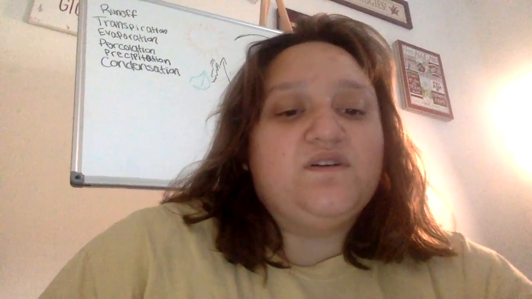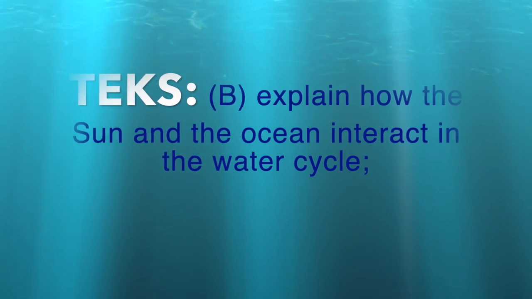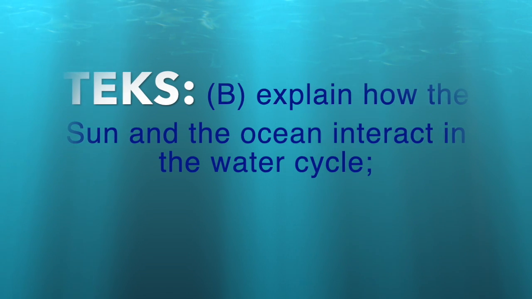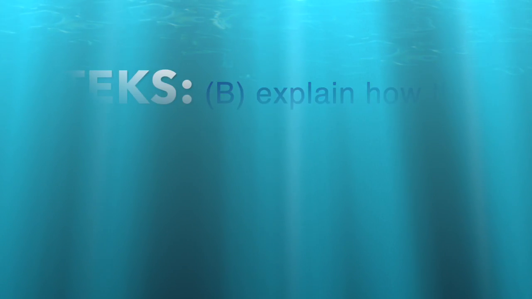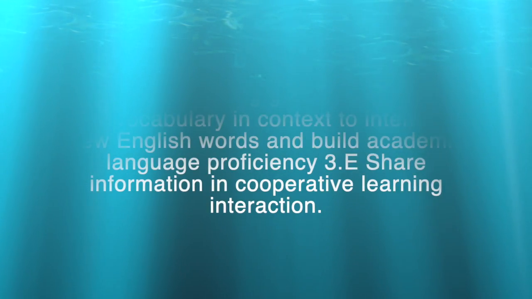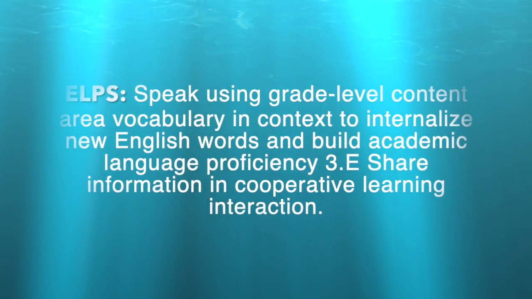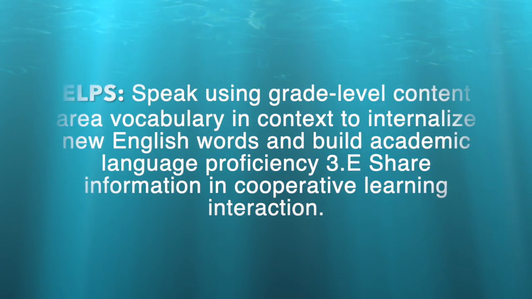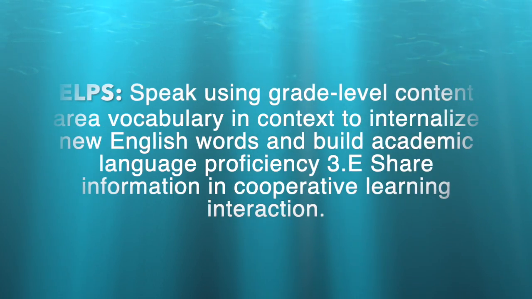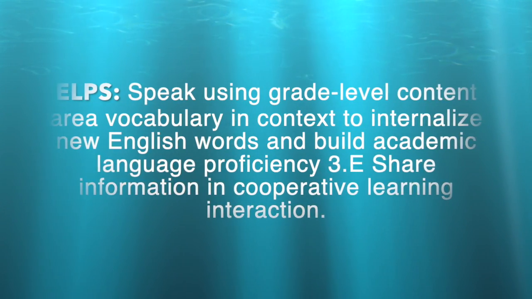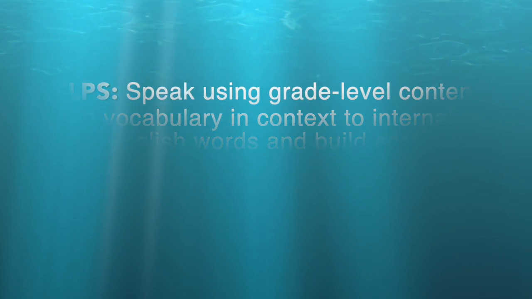The content objective is that students will know how the water cycle works and know how the sun and ocean interact with the water cycle. The language objective is that students will know the vocabulary that is involved with the water cycle. The TEKS that go with the content objective is explain how the sun and ocean interact with the water cycle. The ELPS that goes with the language objective is speak using grade level content area vocabulary and content to internalize new English words and build academic language proficiency, and share information in cooperative learning interactions.